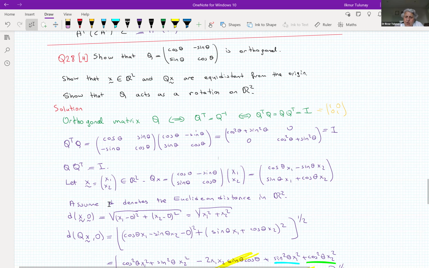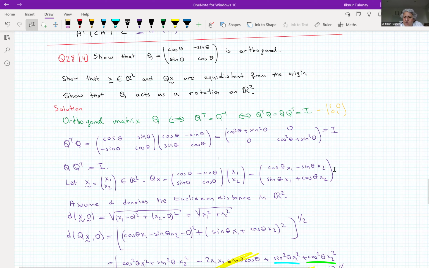Now, assume that D denotes the Euclidean distance in R2. We know how to calculate that. So this is the x vector, and the 0 is the origin, the 0, 0 vector. D denotes the distance between these two points, these two vectors. So that will be the square root of, since this is 0, 0, x1 minus 0 squared plus x2 minus 0 squared, and then we are taking the square root. This will give us the distance between x and the origin for any vector in R2.